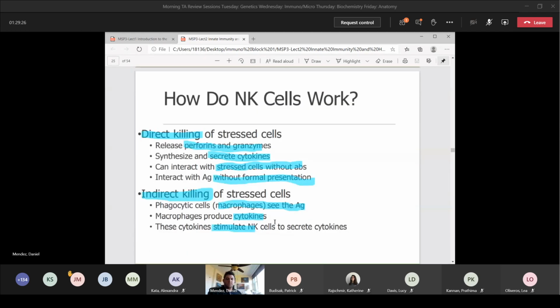So right here, this is pretty important to know how they kill. They have two different forms: direct killing and indirect. The direct killing is where it releases perforins and granzymes. What these do is create a hole in the cell membrane. The perforins and granzymes create a hole in that cell membrane to then force the cell into apoptosis. The other way is indirect. They're going to be recruiting macrophages to help phagocytize the cell or whatever's infected at that point.